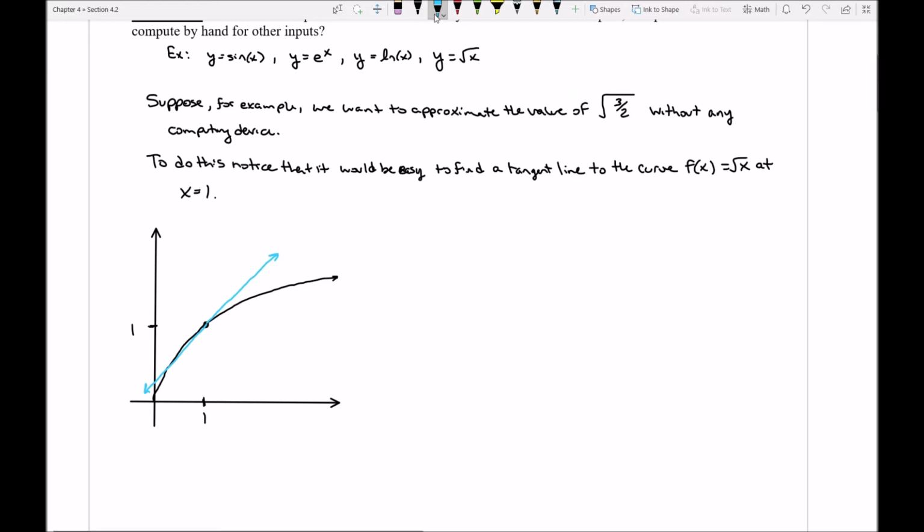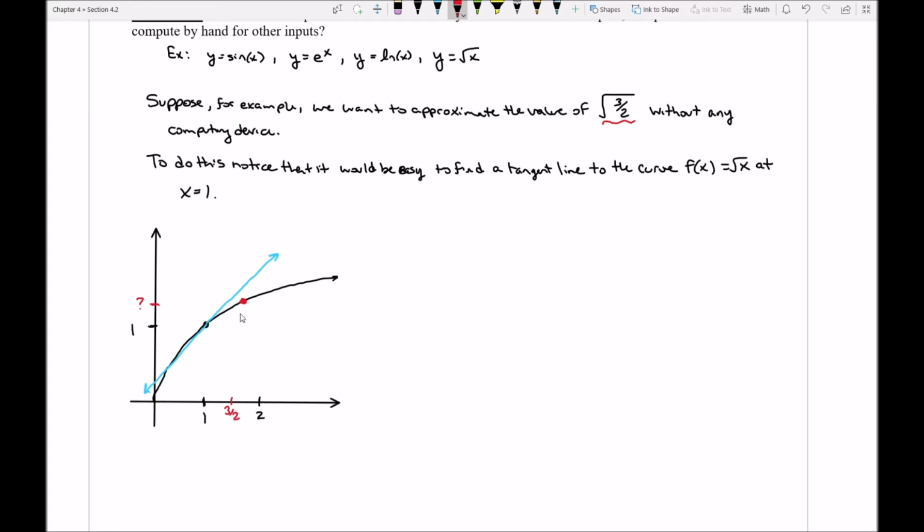Now, what I see is that I'm trying to approximate the value of the square root of 3/2, or 1.5. Well, notice what that would mean is that if the value of 1 is here, and the value of 2 is right there, then my value of 3/2 is right here. And so what I'm really looking for is this y value, right? That's what I'm trying to find. But I recognize that that's actually really difficult. So I'm going to build this tangent line and then try to use it to show something.